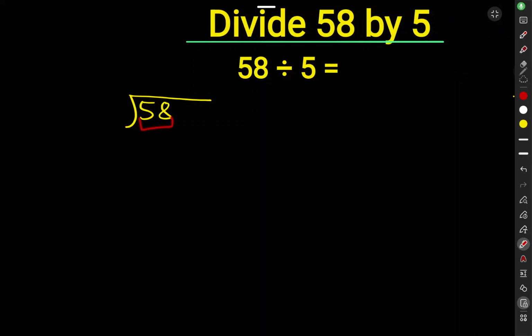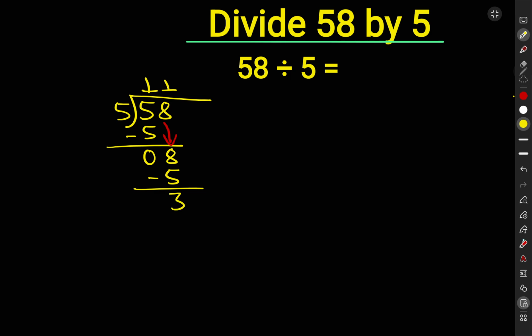Divide this 58 by 5 in a long division method. So 5 times 1 is 5. On subtracting we get 0. So now we put down this 8, and 5 times 1 is 5. On subtracting we get 3.